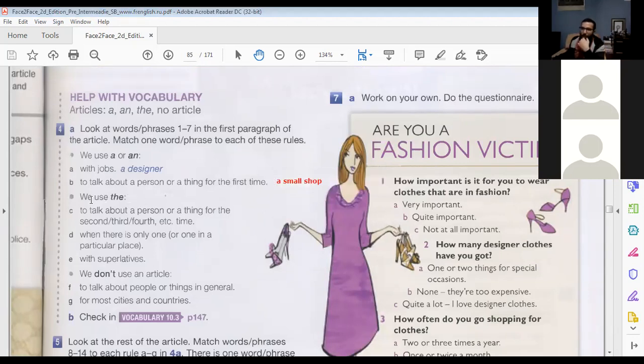Okay, now we use the to talk about a person or a thing for the second time. So we already did this. We already found it, right? Yes. What was it? The shop. Yes, the small shop.